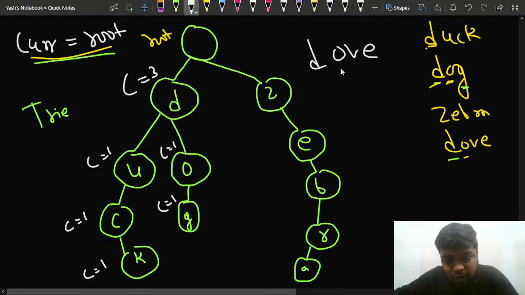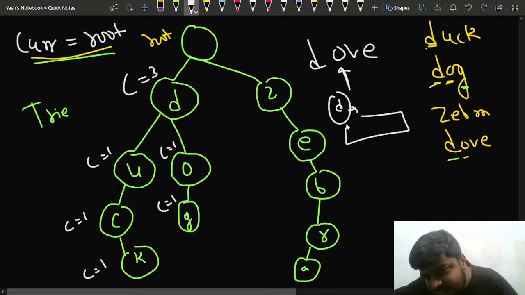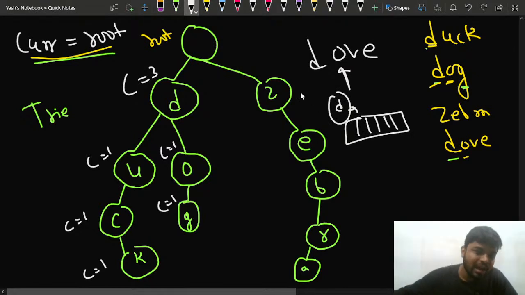Now from this D, do I have an O? For this particular D, in the 26 representation, I can see that this particular current already has an O.